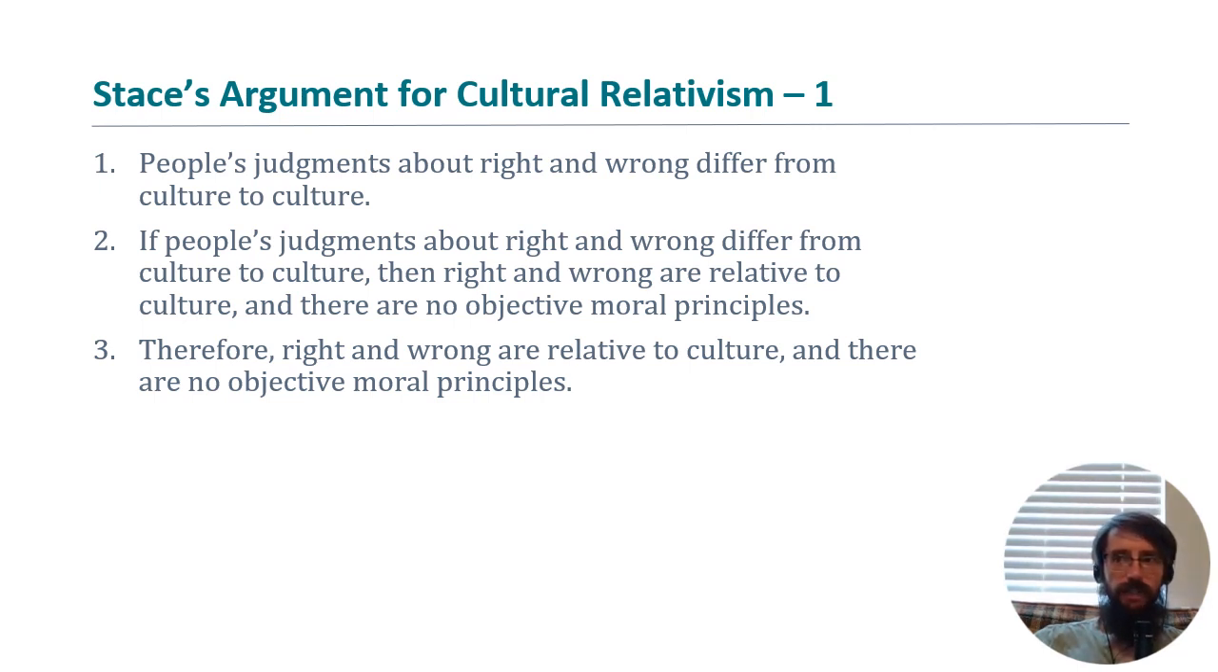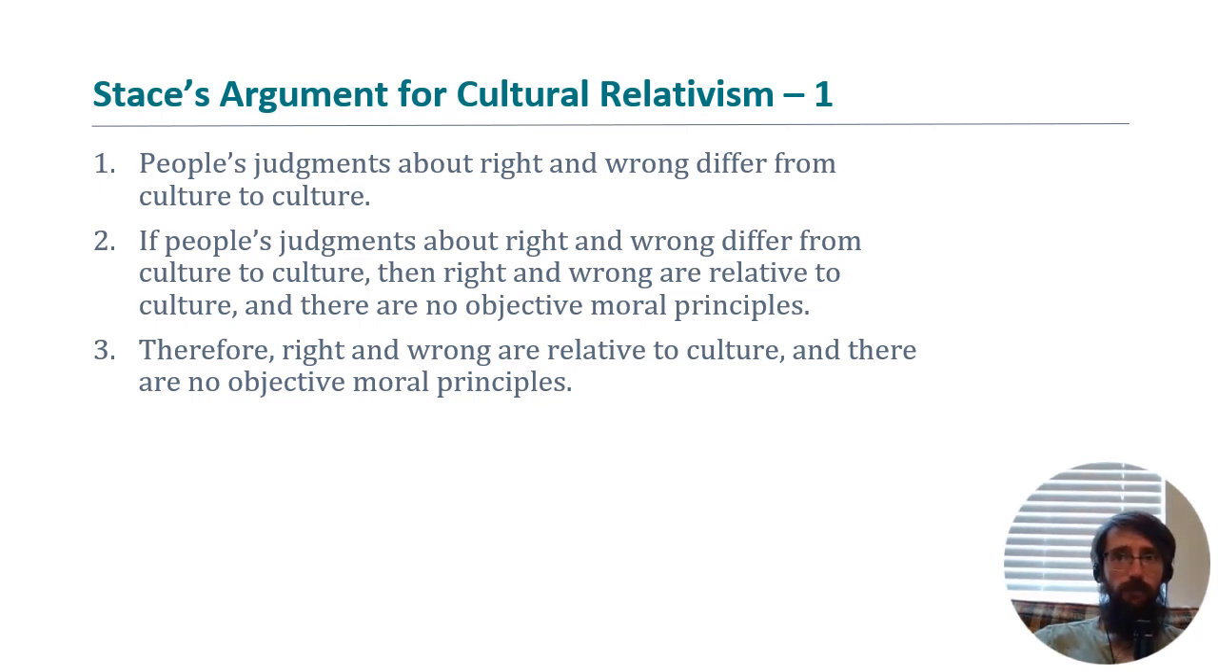The crucial idea underlying this argument is the second assumption. The second assumption says if people's ideas about right and wrong differ from culture to culture, then morality itself must be relative to culture. There are no objective moral principles. So the conclusion here is, since people's judgments about right and wrong differ from culture to culture, it must be true that right and wrong are themselves relative to culture, and so there are no objective moral principles. That's the idea behind this argument.